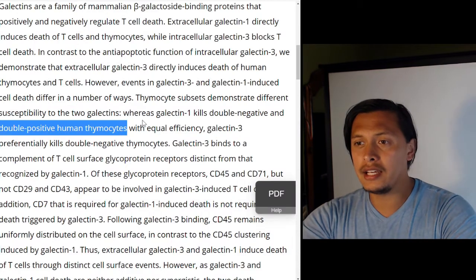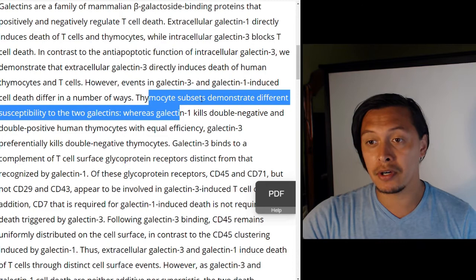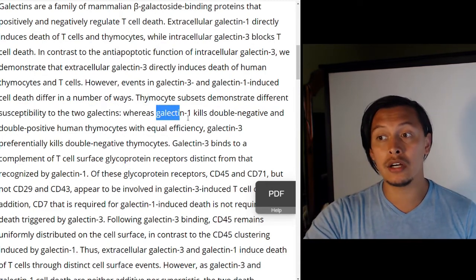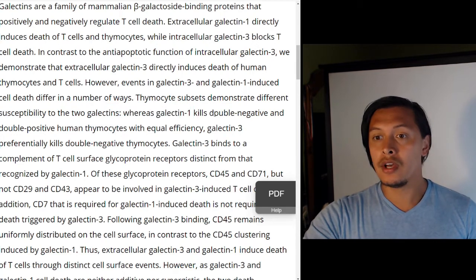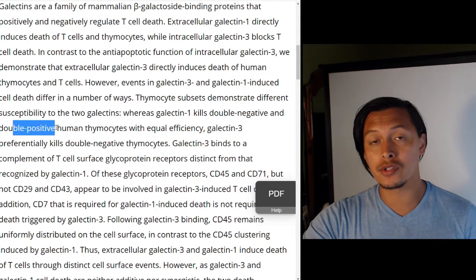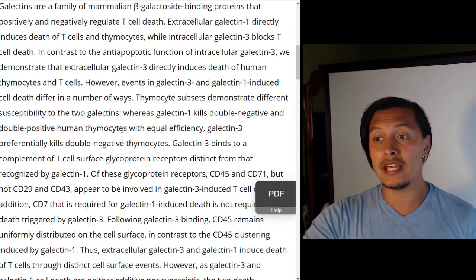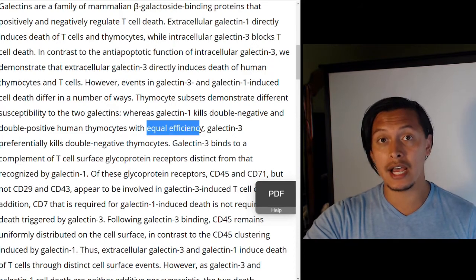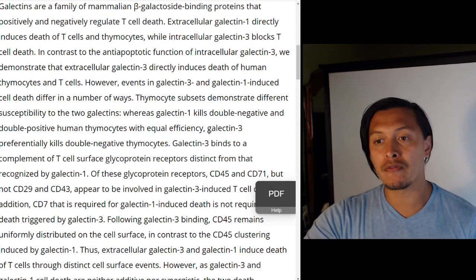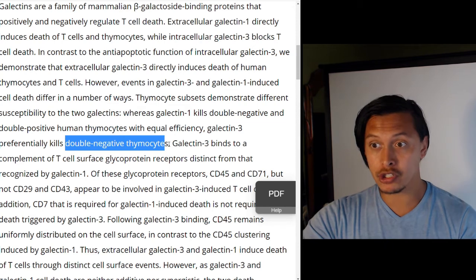So, going back to our original paper, the thymocyte subsets demonstrate different susceptibility to the two galectins. So galectin-1 will kill the double negative and the double positive human thymocytes. Those are all the immature thymocytes, and it kills them with equal efficiency, so they will both die equally with galectin-1. However, galectin-3 will preferentially kill the double negative thymocytes, the more immature ones.